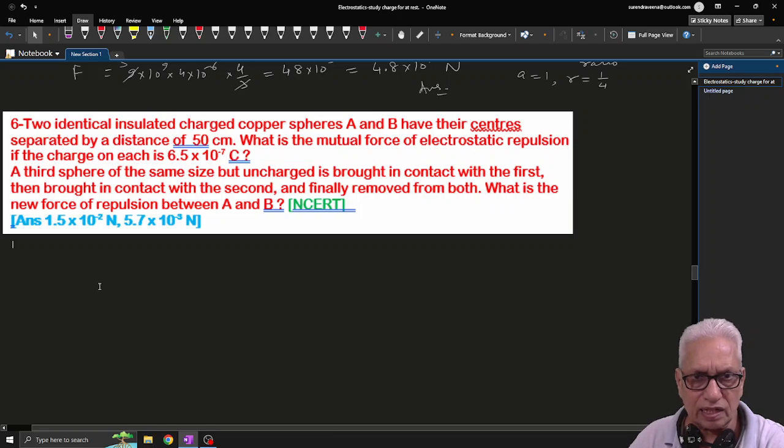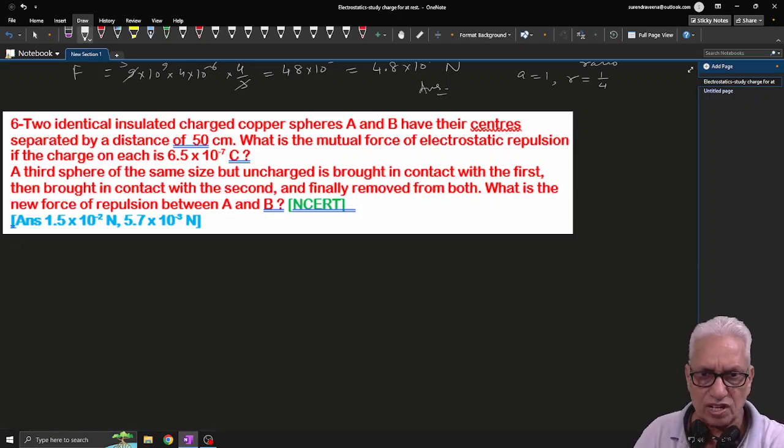Two identical insulating charged copper spheres A and B have their centers separated by a distance of 50 centimeter. Let us say initially, one sphere A has charge Q, and the second sphere B has the same charge at a gap of R. How much is the gap? 50 centimeter. We can convert it into meter.